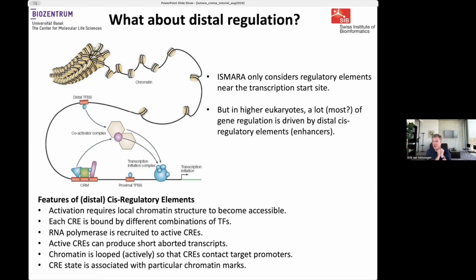Active cis-regulatory elements are characterized not only by local opening of the chromatin, but they're also characterized typically by particular modifications that are made to the histones of the nucleosomes near these cis-regulatory elements.